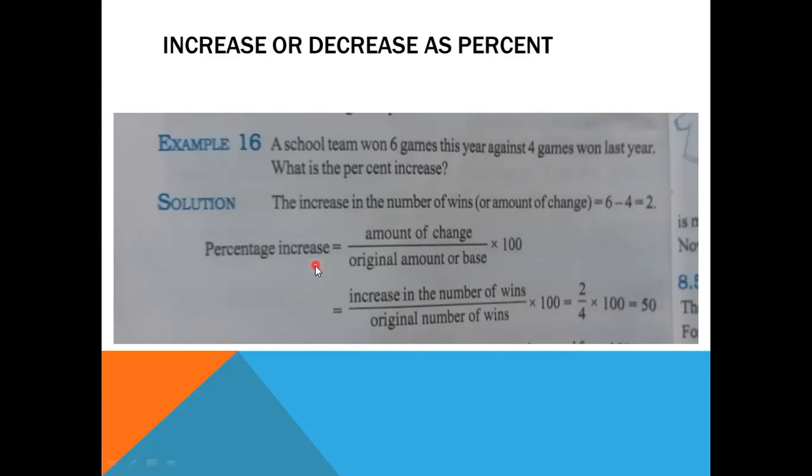So how do you find the percentage? Percentage increase equals amount of change by original number or base, into 100. That means the increase in the number of wins by the original number of wins, into 100. So that means 2 by 4 into 100, you will get 50.